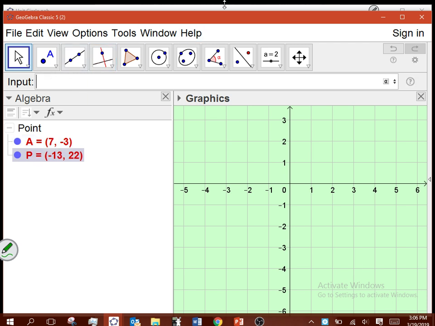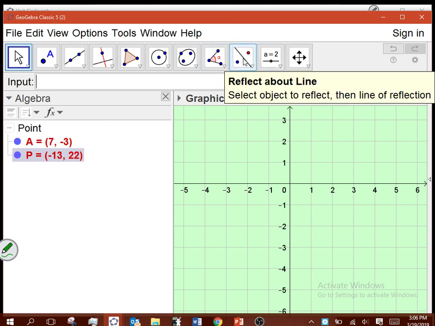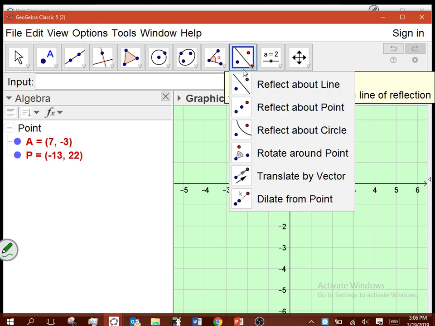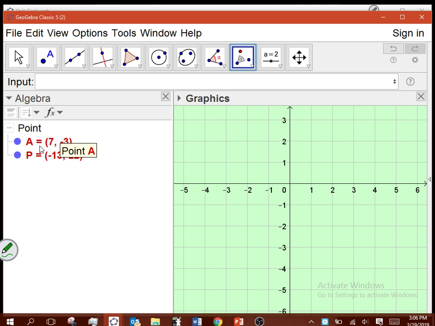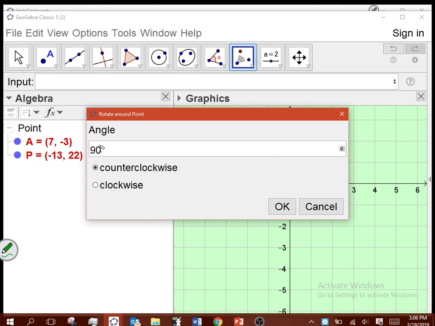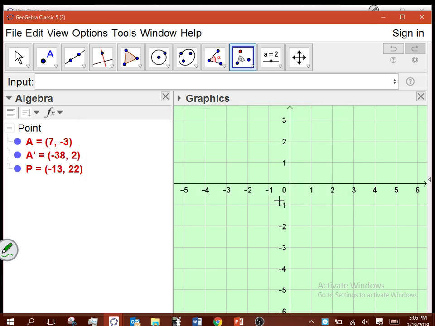Now I'm going to put those two points in. I come over to my third box up here from the right and go down to rotate around point. Click on that. A is the point I want to rotate, and P is the center of rotation. You said 270, right? What's nice about this is that it allows me to click on clockwise or counterclockwise. So 270, hit OK. Is negative 38, 2 the ordered pair that we came up with?